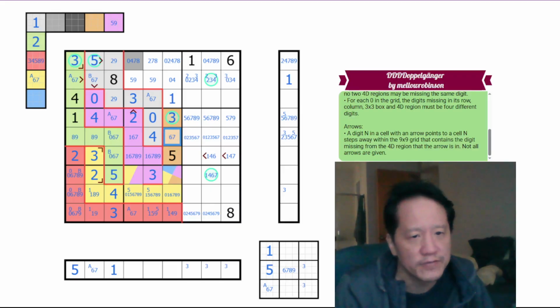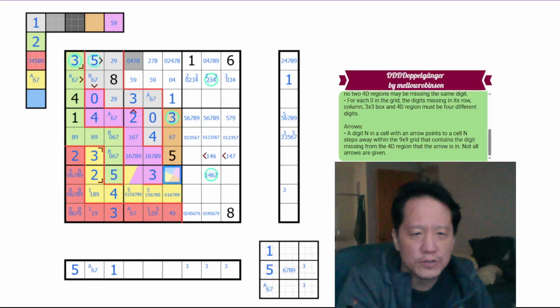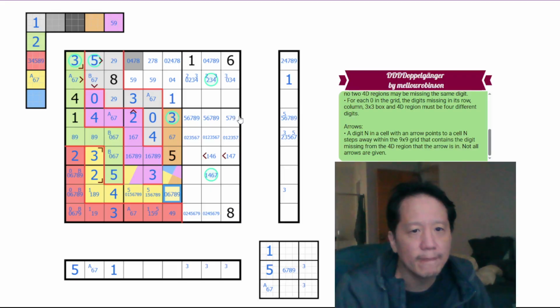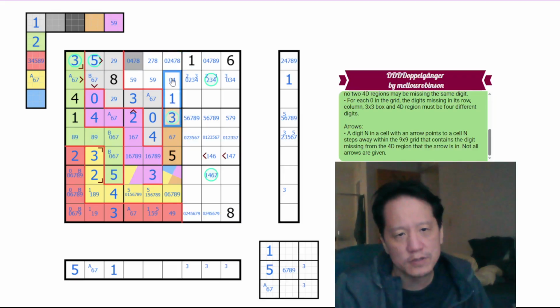It's 6 or 7. That still could be A or B. We don't know. But anyways, this 1 eliminates 1 from being here. So this is 4 or 9. This can't be 1. That means we have 2 1s here. But it could be gray and orange. We don't know.